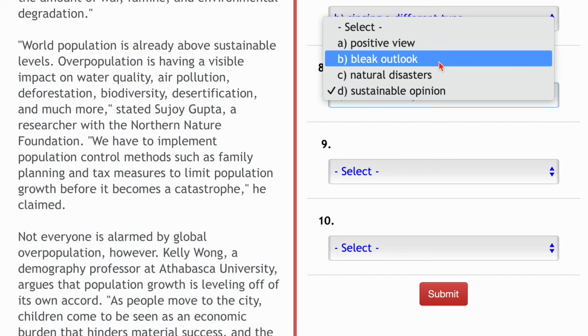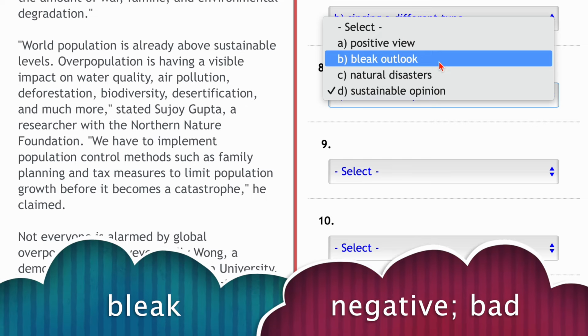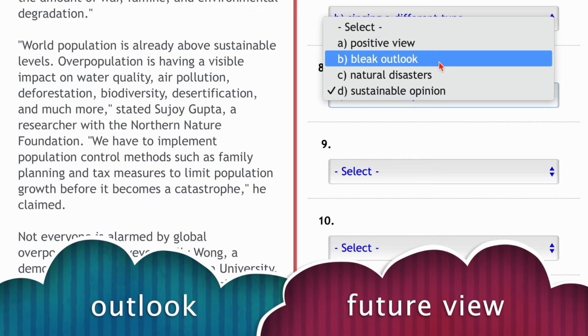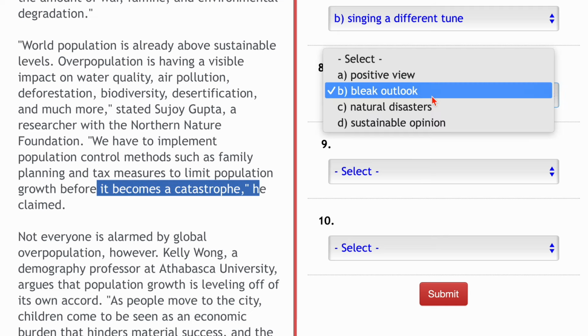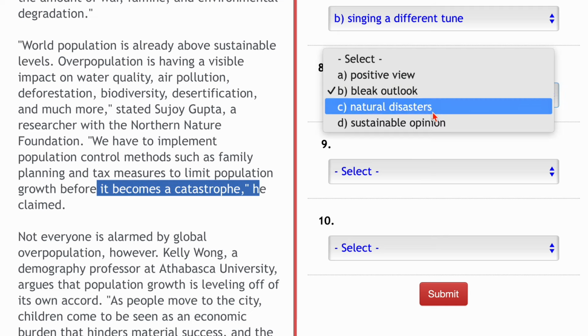Bleak outlook. Why bleak outlook? Well, bleak outlook means negative view. Bleak, negative. Outlook, just how you think about the future. And according to Gupta, overpopulation is going to become a catastrophe, not natural disasters opinion, okay?